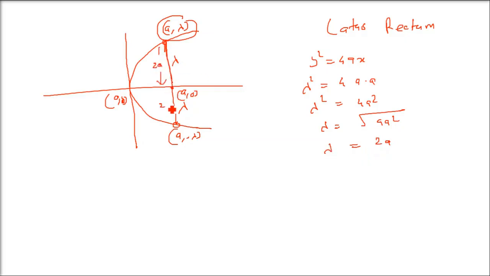So 2a is this distance lambda and 2a is the distance below. So what will be the length? Take the modulus, take the positive signs, add them. 2a plus 2a is 4a. So the latus rectum length is 4a.